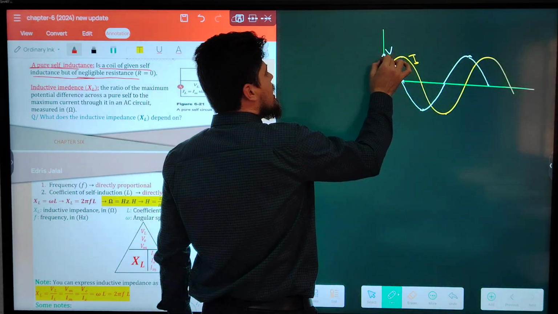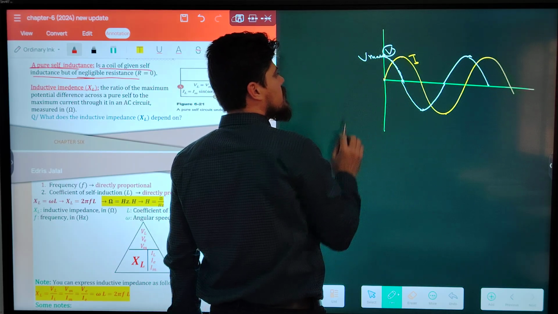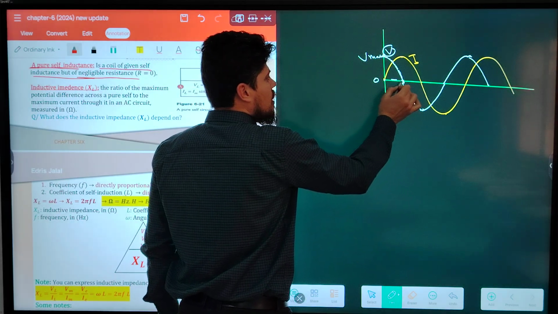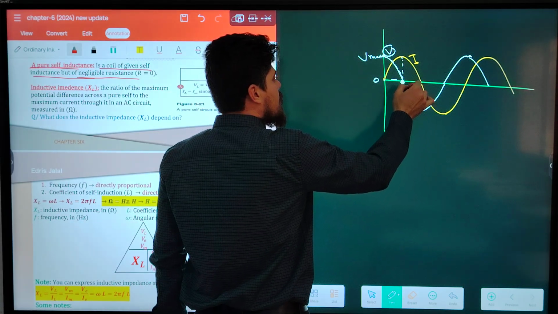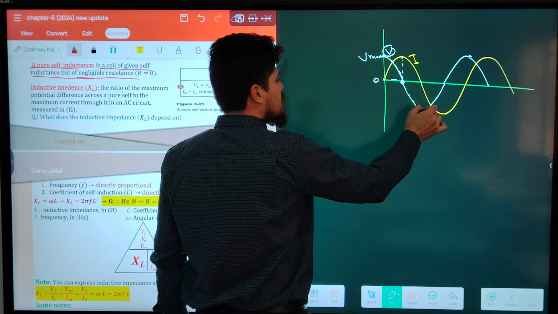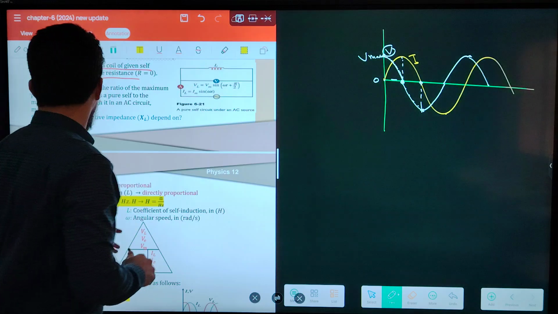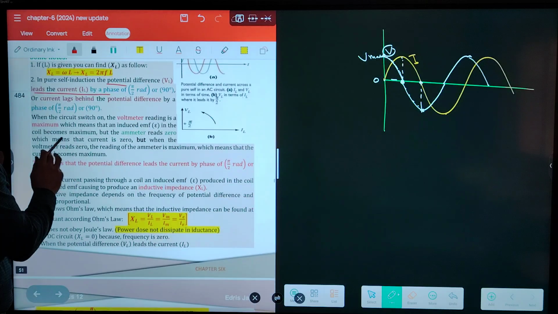Guys, look. At this point, potential difference has maximum value, but current is 0. When potential difference reaches 0, current becomes what? Maximum. And so on. When potential difference reaches maximum, current becomes what? 0. Okay? What do you mean by this? It means that in a pure coil of inductance, potential difference leads current by pi over 2.